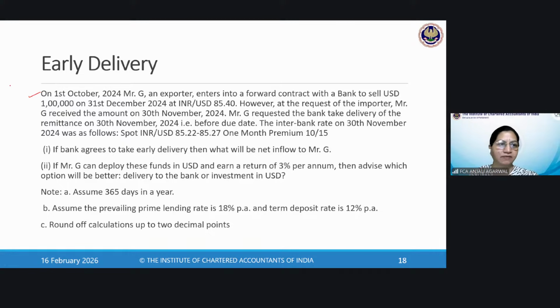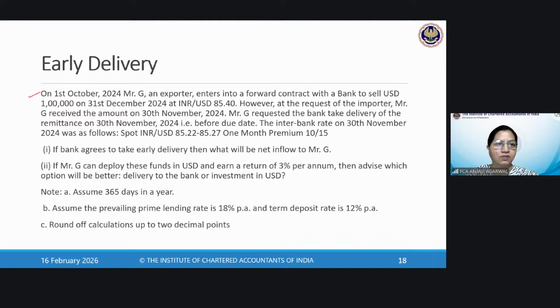So the last that we'll discuss in Forex is what happens when there is early delivery, cancellation, or late delivery when it is extended. So when you cancel the contract, when you expedite the contract, make it early, or when you lag it, or when you delay the contract. So when you extend the contract.